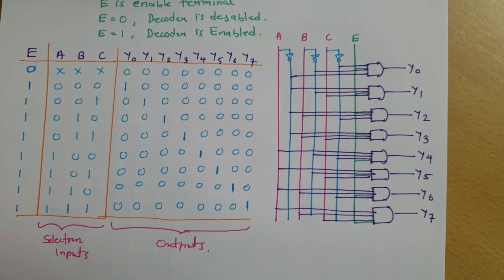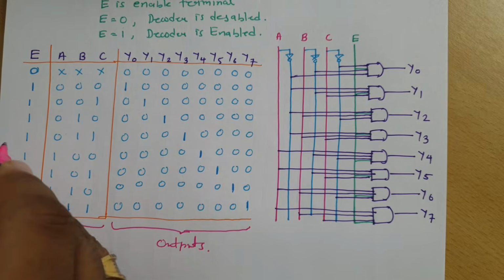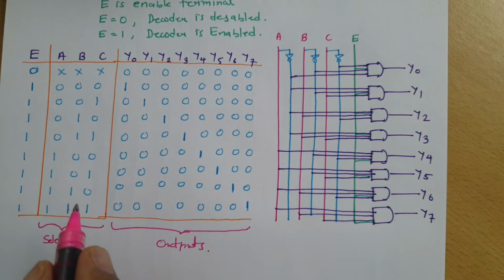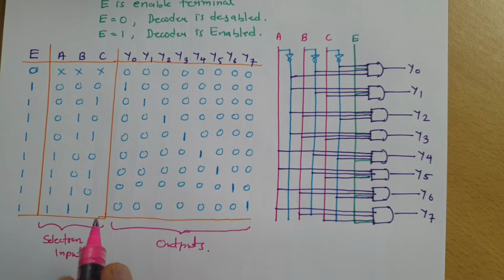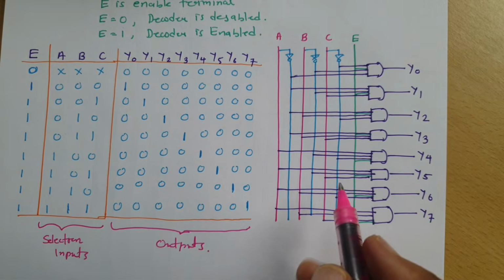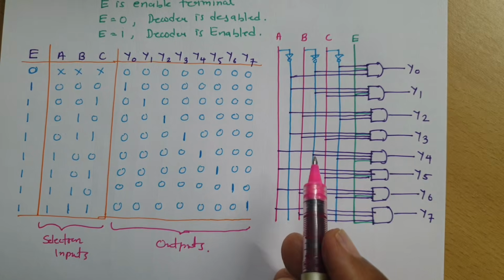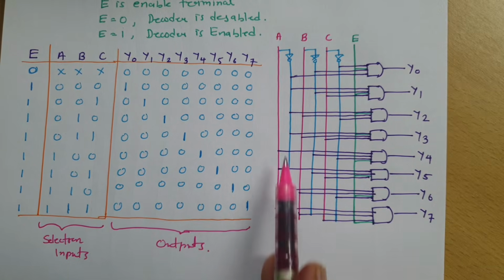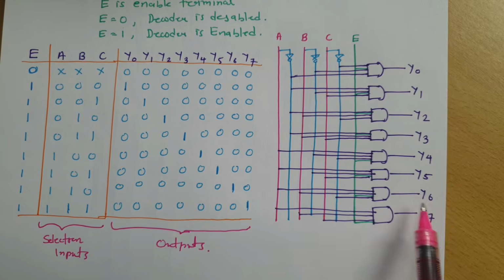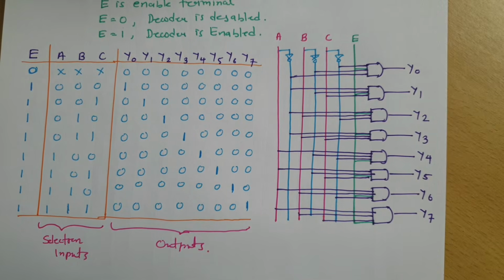Here I'll give you one practical example. If E is equal to 1 and ABC is 1 1 0. If E is equal to 1, it means it is enabled, and ABC is 1 1 0, so 1 1 0 means what? A is 1, B is 1 and C is 0 means 6. So this Y6 will get on.